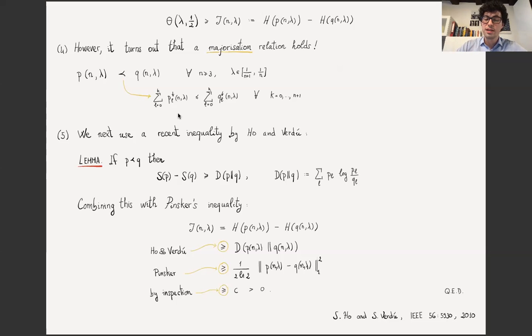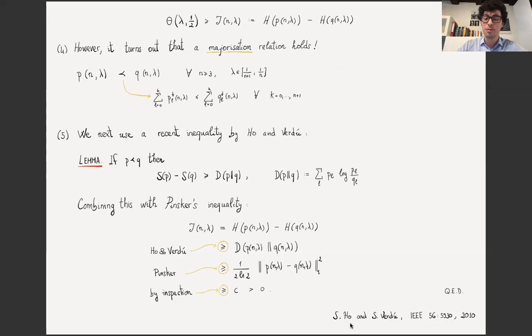Okay, and so when you have two probability vectors in a majorization relation, it turns out that the difference of entropies is lower bounded by a quantity called the relative entropy between the two probability distributions. And, oh God, I think I made a mistake. There is a typo here. You should have Q and P, not P and Q. Okay, but the main message is the same.